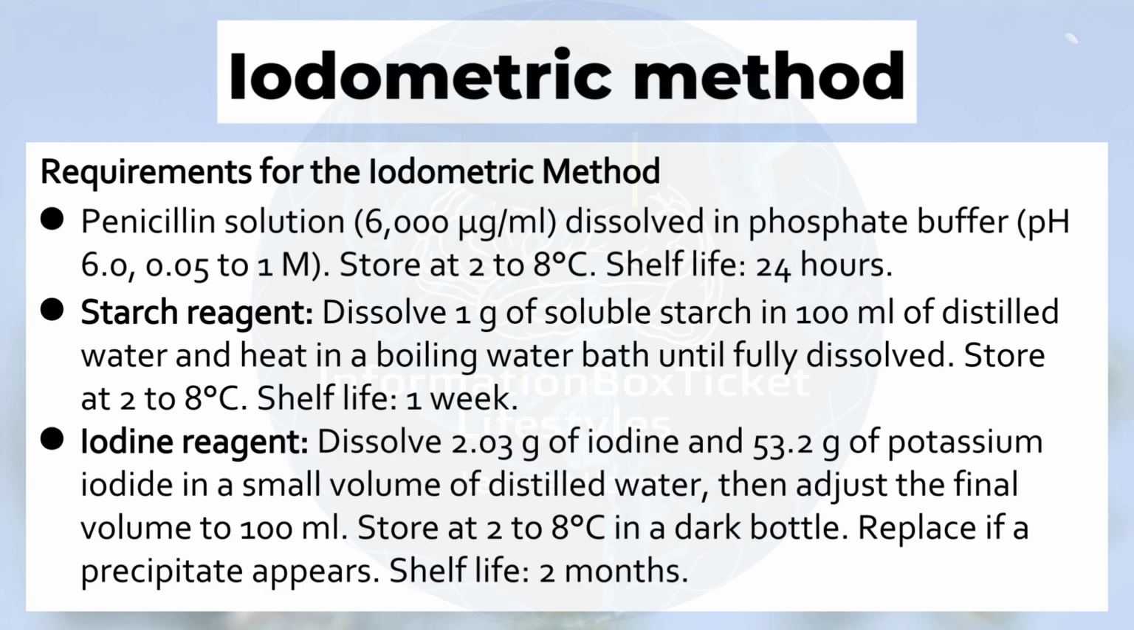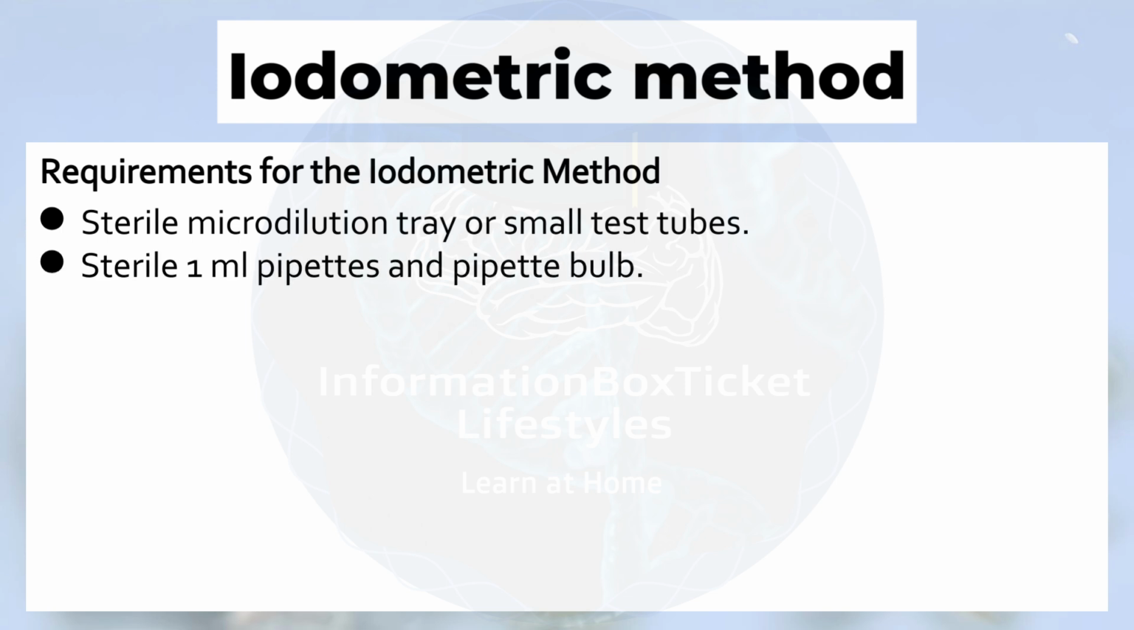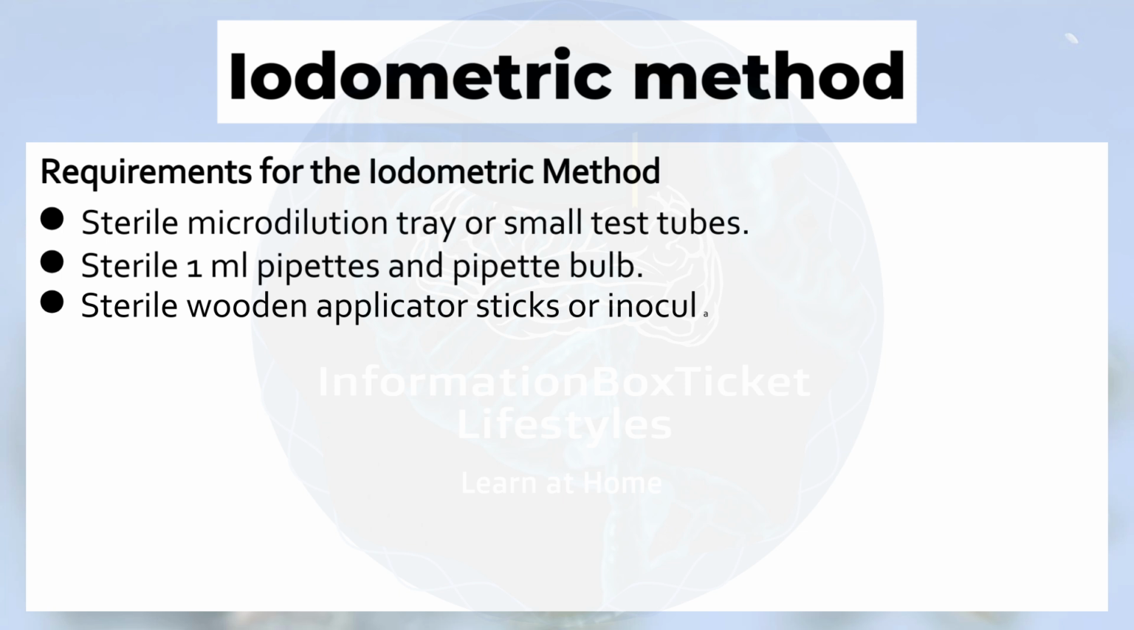Iodine reagent: dissolve 2.03 grams of iodine and 53.2 grams of potassium iodide in a small volume of distilled water. Then, adjust the final volume to 100 milliliters. Store at 2 to 8 degrees Celsius in a dark bottle. Replace if a precipitate appears. Shelf life, 2 months. Sterile microdilution tray or small test tubes. Sterile 1 milliliter pipettes and pipette bulb. Sterile wooden applicator sticks or inoculating loops.